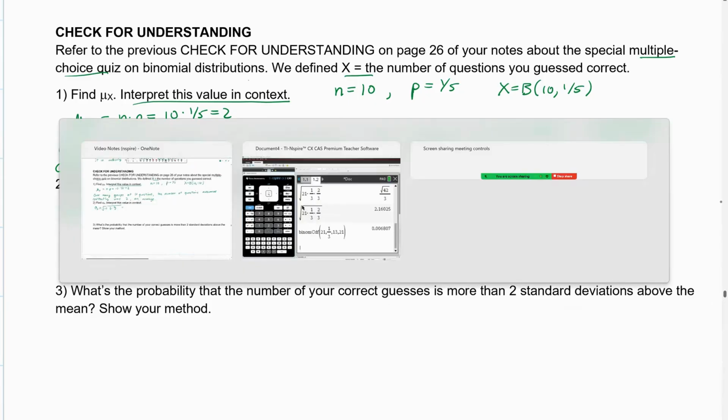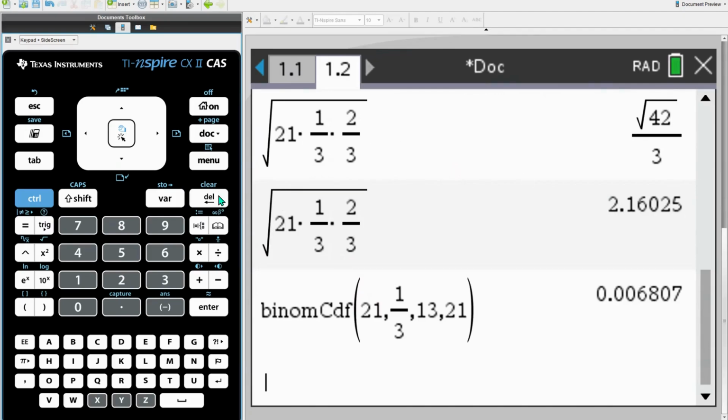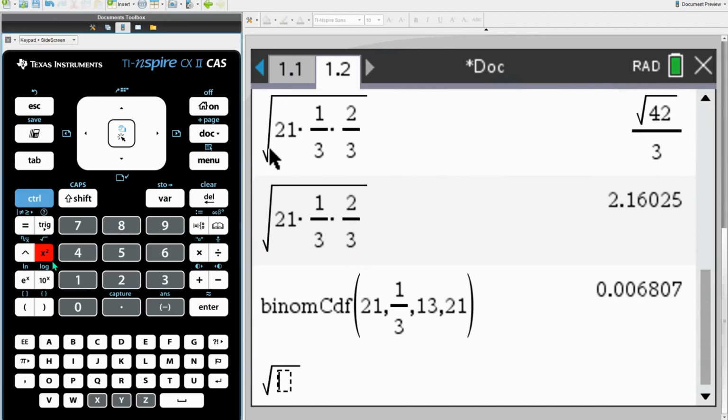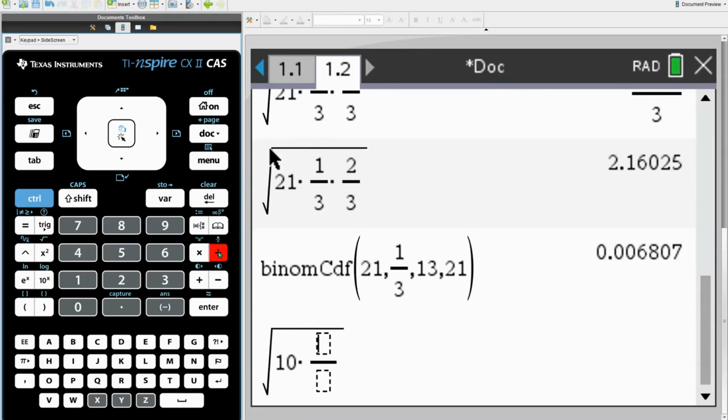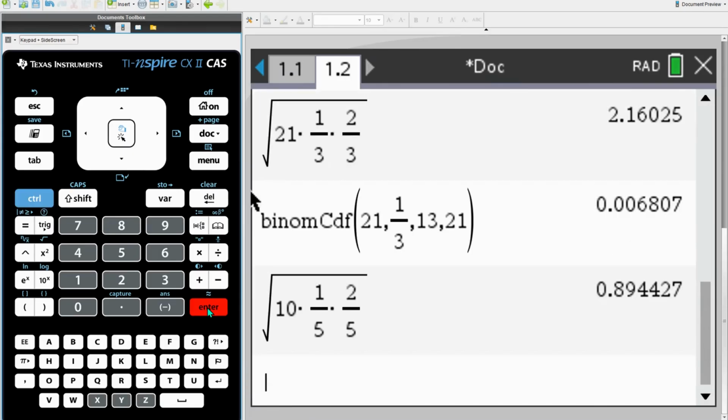Put that into the calculator. Square root n times, and then again I'll make the fraction 1/5 times, again I'll make the fraction 4/5, and I'll hit control and then enter, get the decimal version of that. 0.8944.